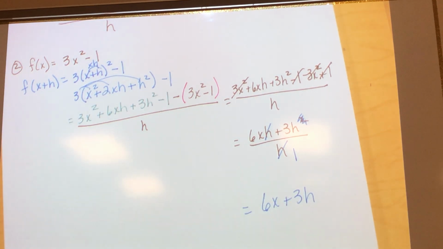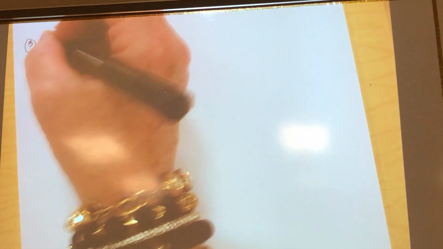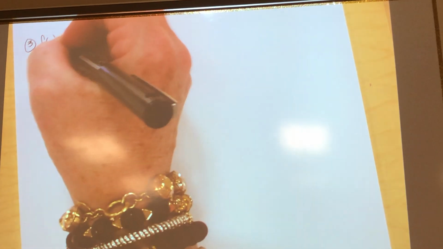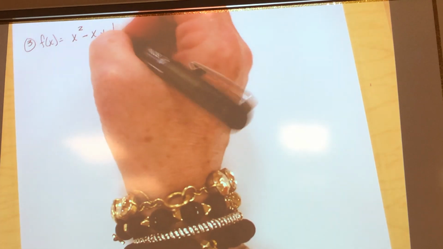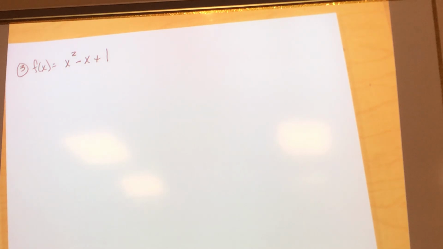Anybody got a question? No? Okay, so I'm going to give you one. Are you ready? How did you do it? Just like we did in this. So here's the next one. F of x is equal to x squared minus x plus 1. Find the difference quotient. Okay?